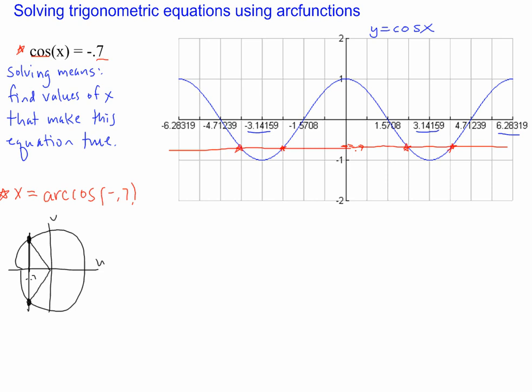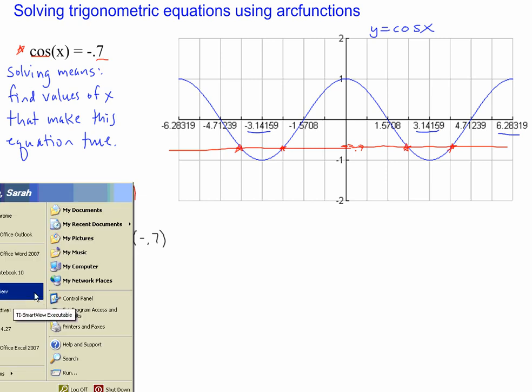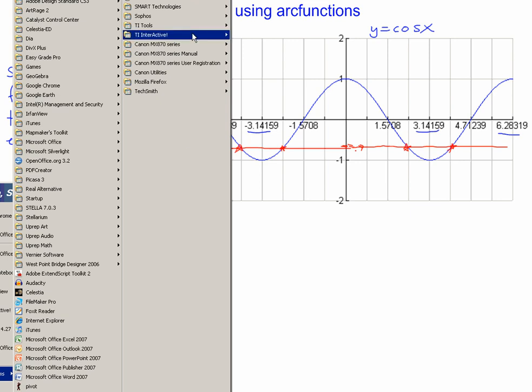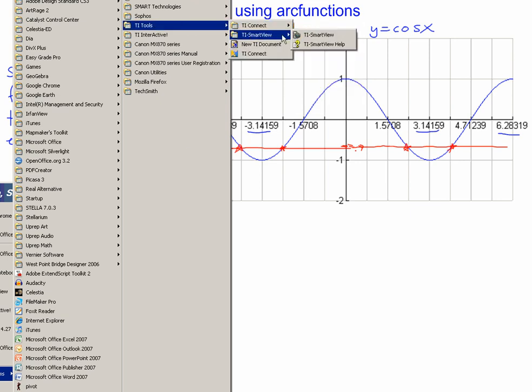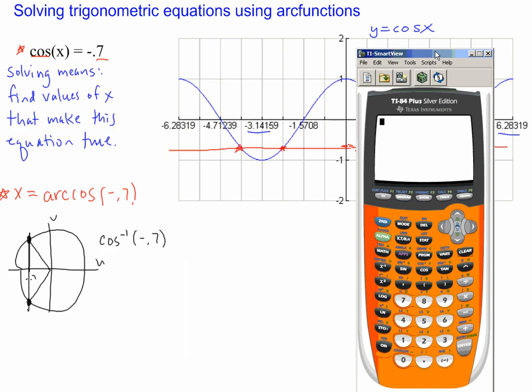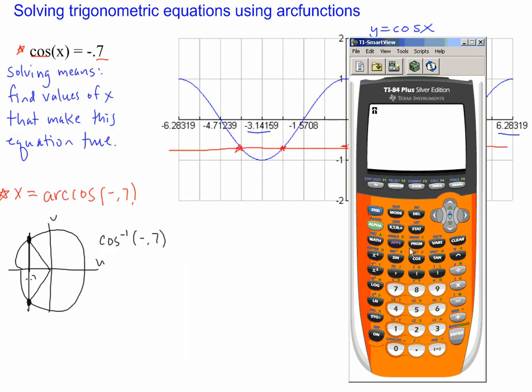I find one of those particular angles by doing inverse cosine of negative 0.7, which I will do right now by pulling up my calculator, which is maybe a little slower than I had hoped. Okay, there it is. So inverse cosine of negative 0.7. Oh, that looks like degrees, but I'm in radians, so let me change my mode.